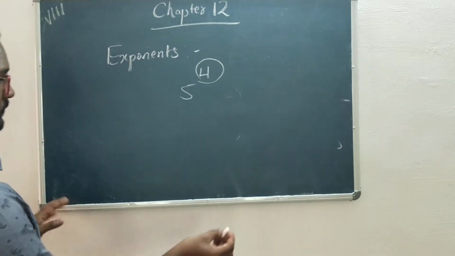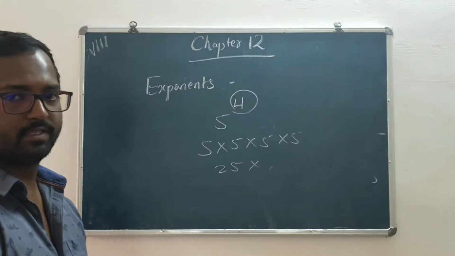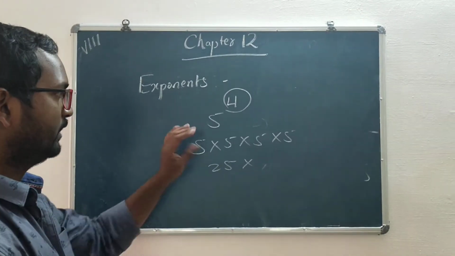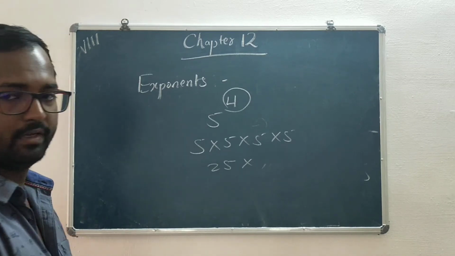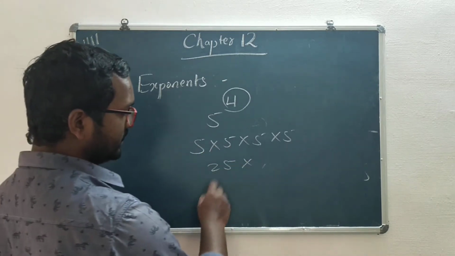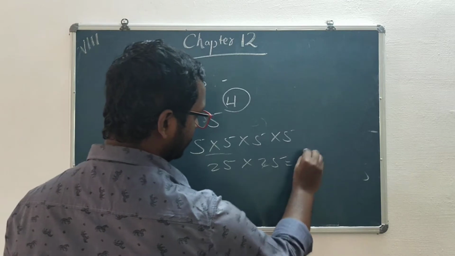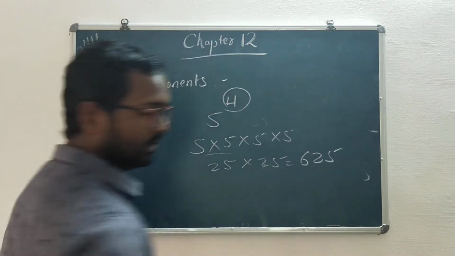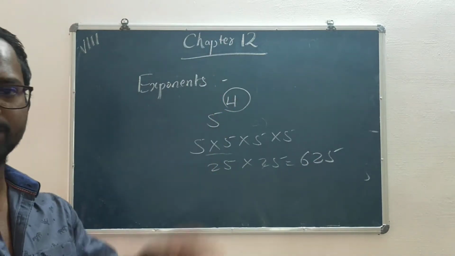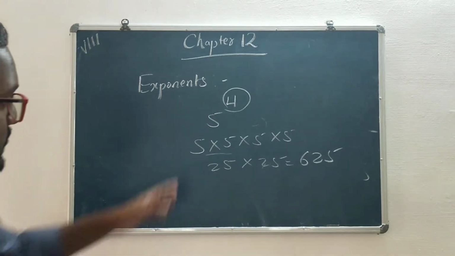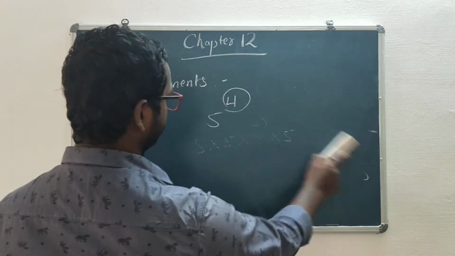So here the number 5 is multiplied by itself. So 5 power 4 is 5 into 5 into 5 into 5. 5 into 5 is 25, and 25 into 25 equals 625. So we can refer to exponents as power also. We can say 5 to the power 4.